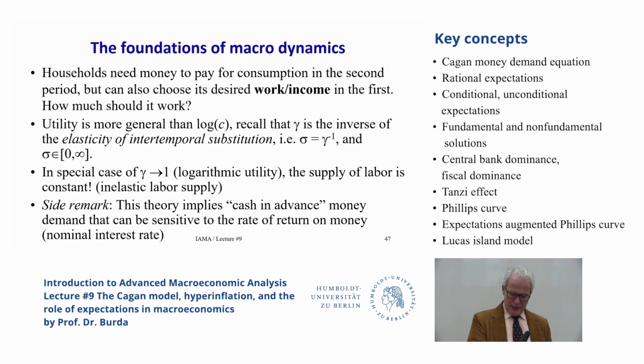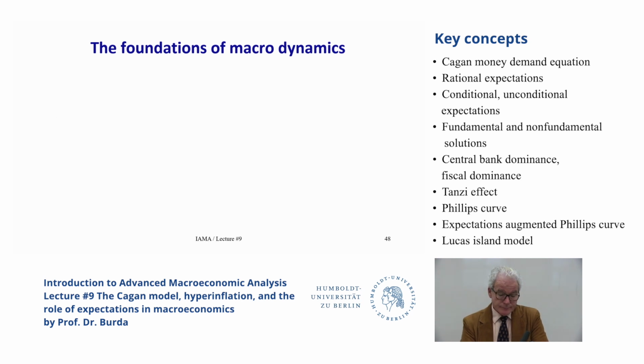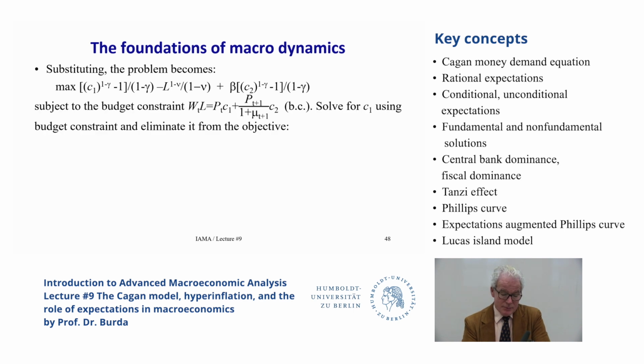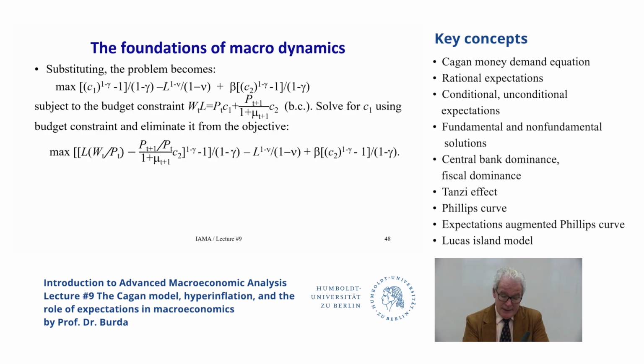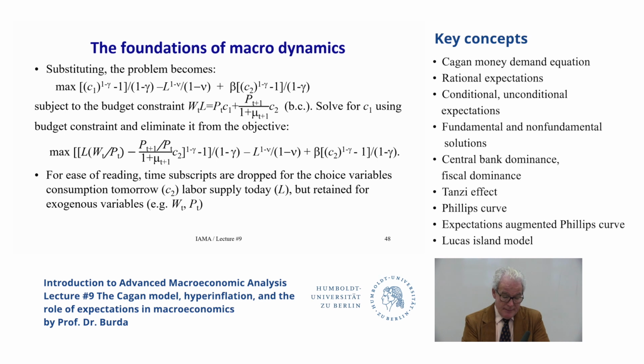So this theory will imply that cash in advance money demand can be sensitive to the rate of return on money. We already showed that earlier. And if we substitute into the problem and look at the maximization problem, we can actually get first order conditions that are relatively intuitive.